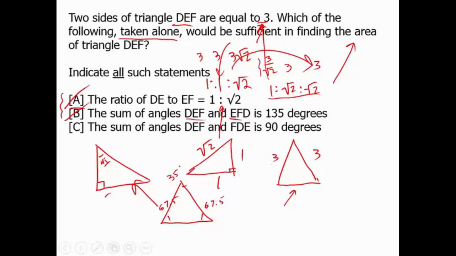So finally, that leaves us with C. The sum of angles DEF and FDE is 90 degrees. That means what about the third angle? Well, it must equal 90 degrees. Notice that in these triangles, there was no angle that equaled 90 degrees. And here, when we have an angle that equals 90 degrees, it can't be the side that corresponds to the 3. That means the other side would also have a 90-degree angle, which is already 180 degrees. Therefore, the two equal sides must be here and here, meaning that we have the 45, 45, 90. So therefore, C is the answer because it's the only one where we only have the 45, 45, 90 and not some other possible triangle.